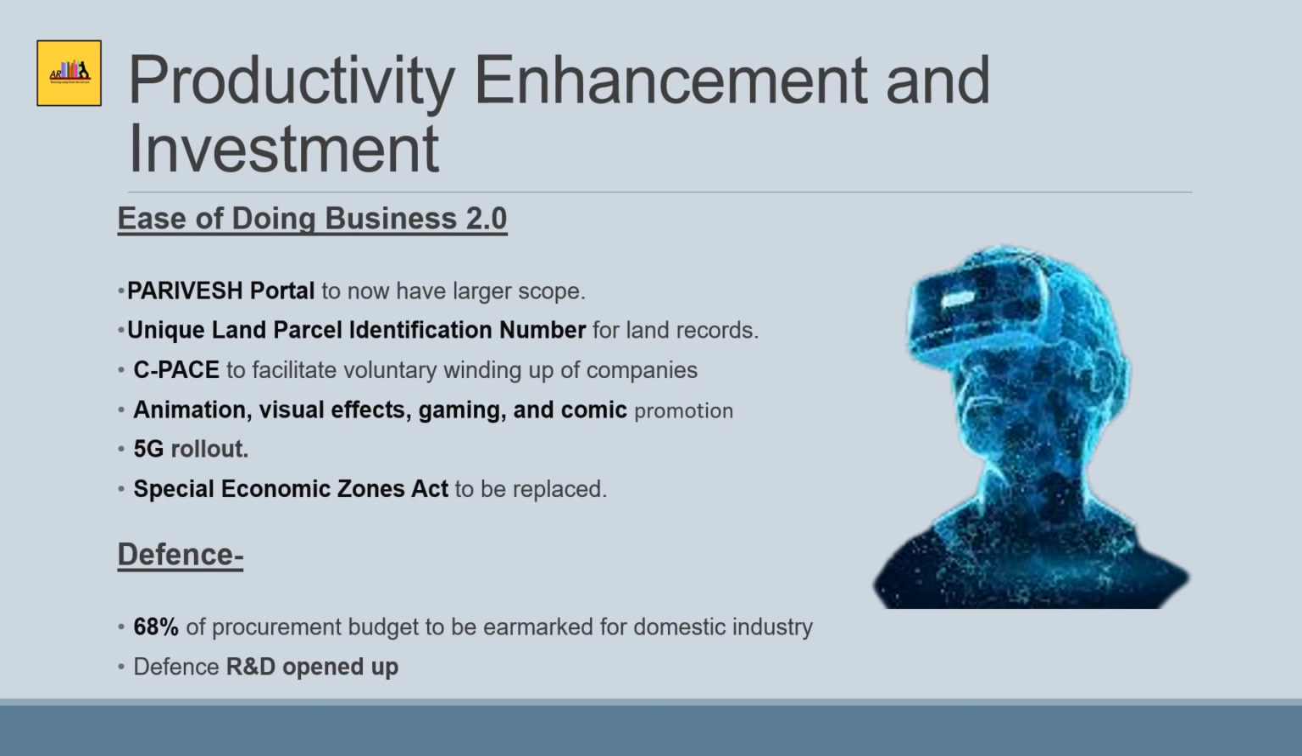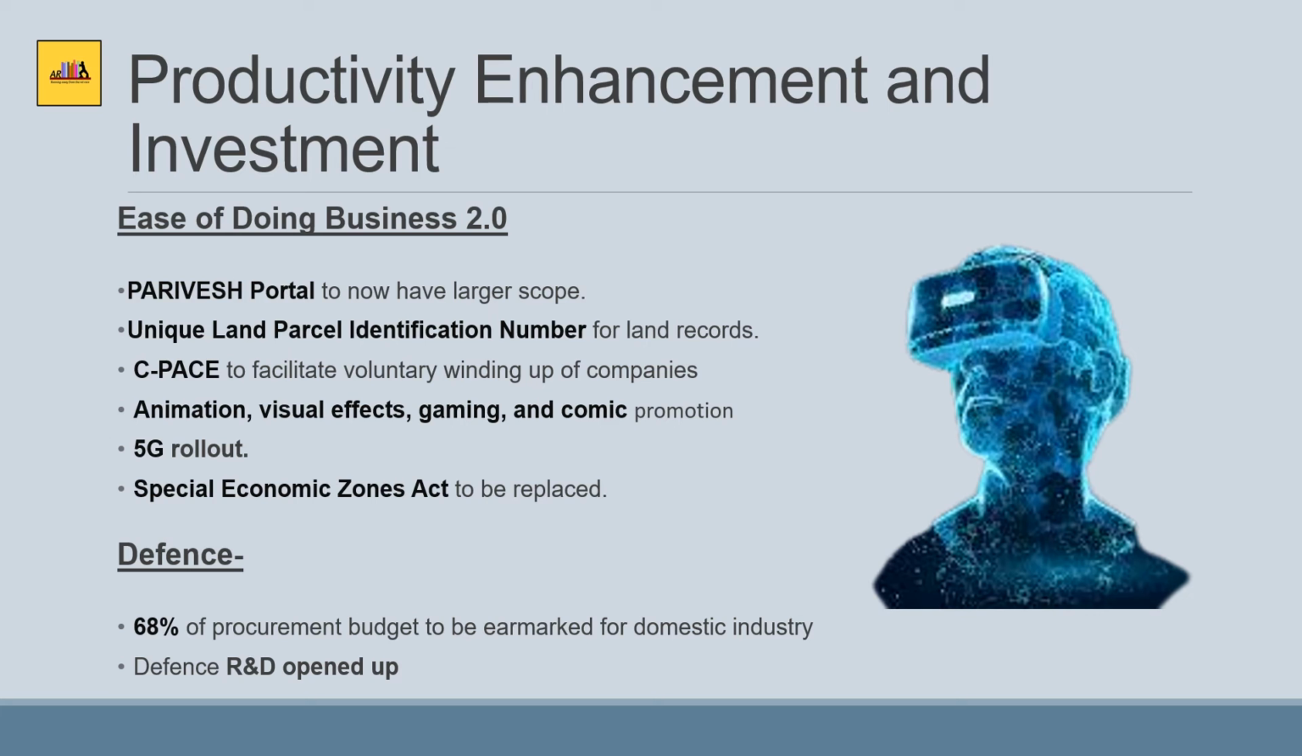A task force for the promotion in the fields of animation, visual effects, gaming, and comic will be set up. To keep pace with the technology, a public-private partnership to lay optical fiber in rural areas will be undertaken. A 5G rollout has also been promised. Further, the Special Economic Zones Act will be replaced with a new law which will help states use the resources that are present optimally and help grow their exports.